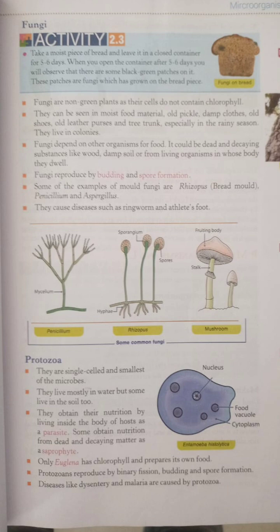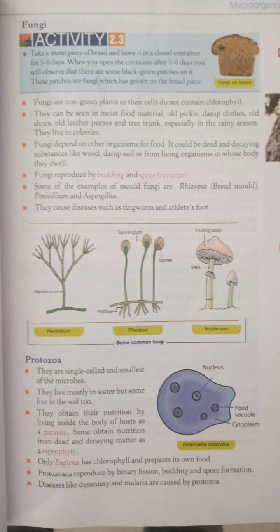The classification within bacteria is done on the basis of their shape. There are four types of shapes. They may be bacilli, that is rod shaped, then cocci, basically spherical units, then spirilla, which are spiral shaped, and vibrio, which are comma shaped.